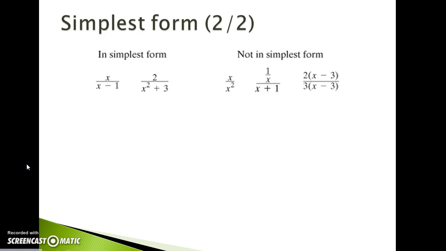On the left, these expressions are in simplest form. You cannot factor them anymore. On the right, these are not in simplest form. You could take an x out of this one. You cannot have a fraction inside of a fraction. And here you could cross out the factor x minus 3 in the numerator and the denominator, and you'd be left with 2/3.